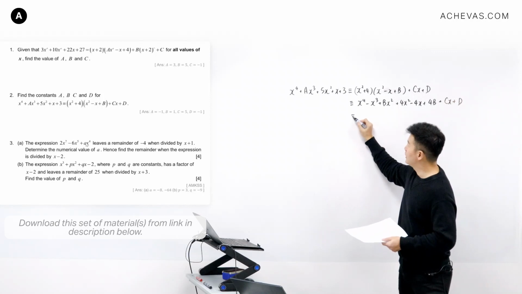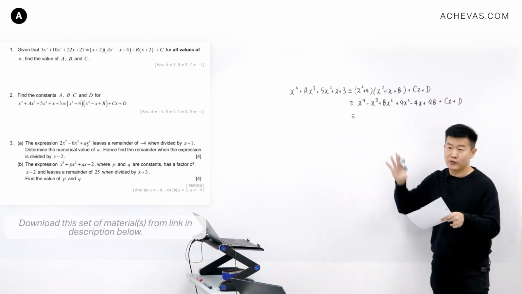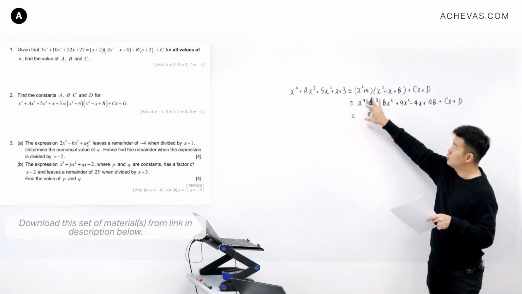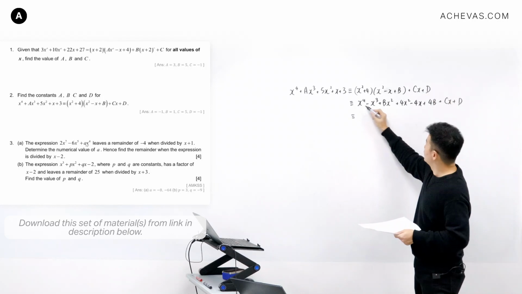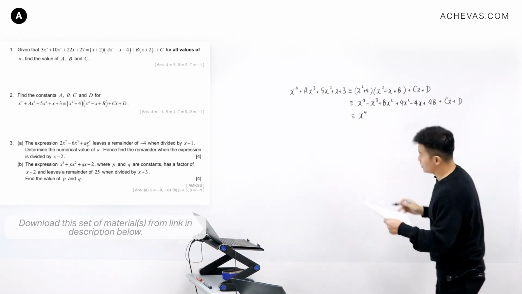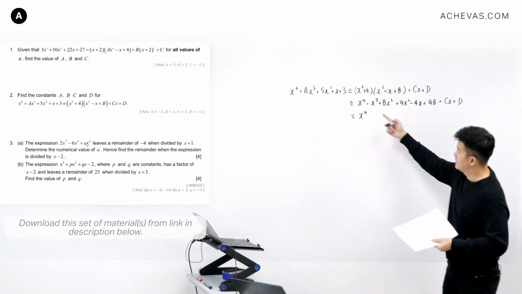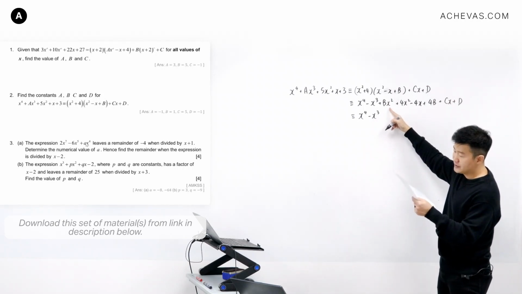Let's try to reorganize this expression on the left hand side, because what I want to do is to compare the coefficients of the same powers of x. So I want to congregate all the same powers of x together. So x to the power of 4, there's only 1. So I'm going to leave this as it is. X to the power of 3, it is also just this. So minus x to the power of 3. X to the power of 2, we have this and we have this.